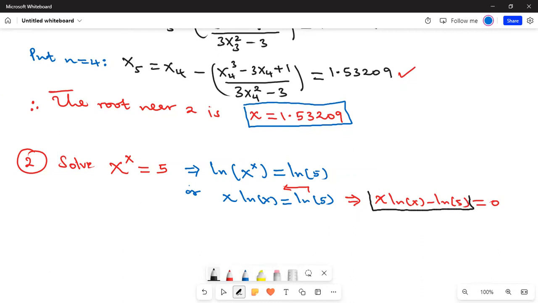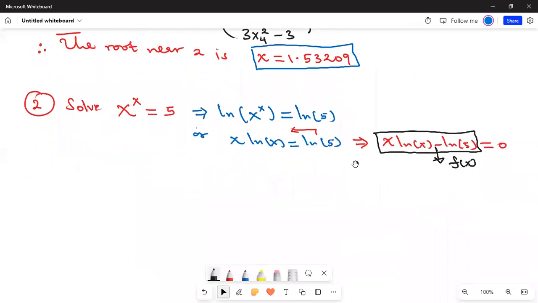So this will be our f of x. This is our f of x. You only need to know your f of x and the starting point. In this case, we can just say that let f of x be equal to x ln x minus ln 5.